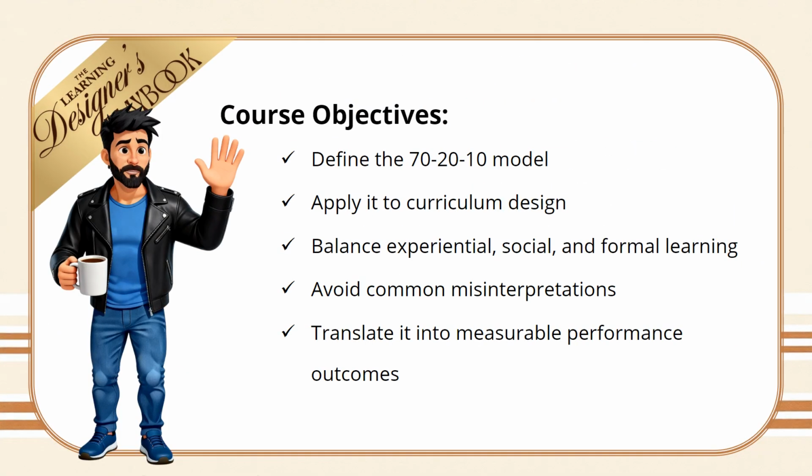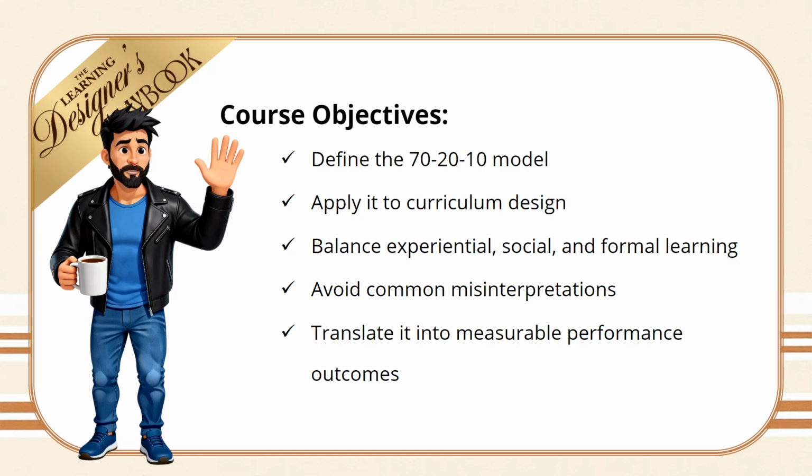The objectives of this lesson are designed to guide your application of the 70-20-10 model. First, you will learn to clearly define the model and its three components. We'll explain what each number means and why it matters. Second, you'll learn to apply this model to curriculum design in a practical way. This involves mapping your training objectives to on-the-job experiences, social opportunities, and formal programs.